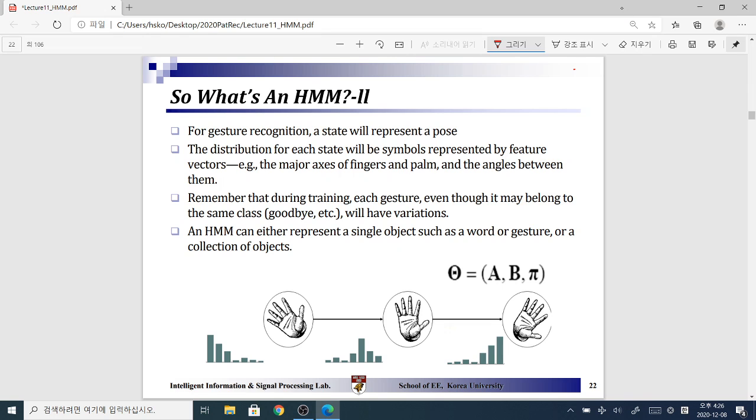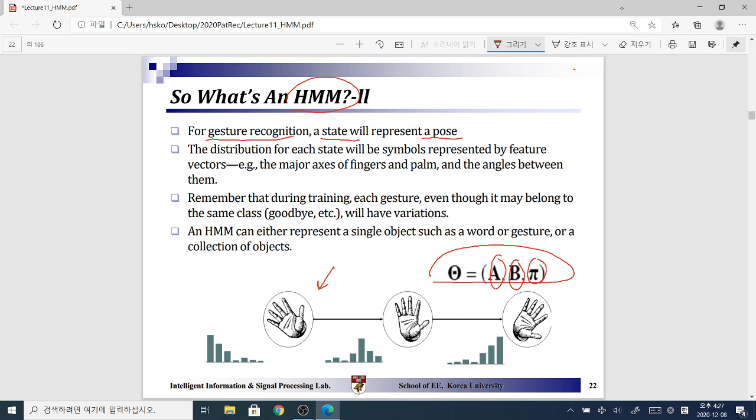So as described, HMM can be mapped or represented in terms of three parameters, A, B, and pi, where A represents the state transition probability, B represents the bias probability or the emissions probability, and pi represents the initial probability.